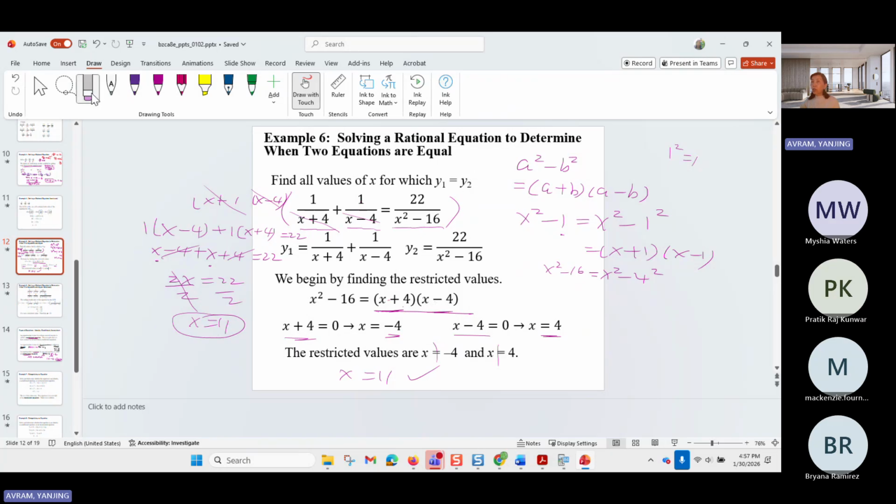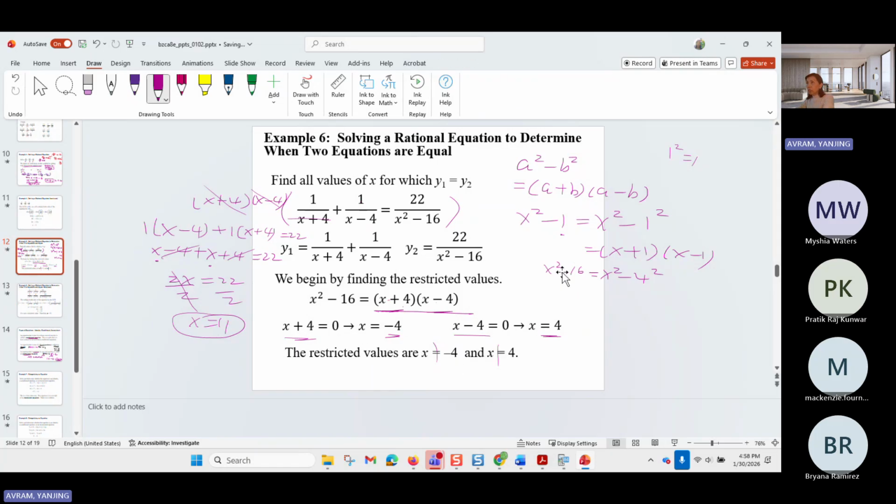If you factor this one right here, now you can see the LCD will be x plus 4 times x minus 4. Your LCD for this one is x plus 4, x minus 4, right? You multiply both sides by that. And then the first one, the x plus 4 cancels out. So you will still have, let me go ahead and write down this one right here.